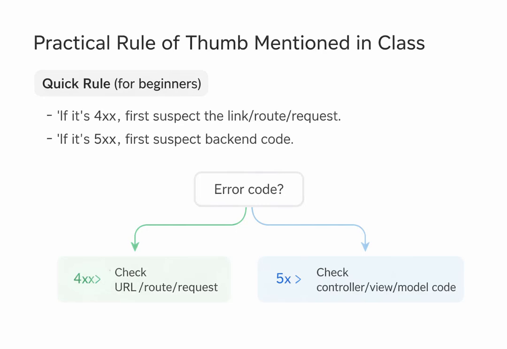The tutor gives a beginner-friendly rule of thumb. When you see a 4XX error, first check the link, route, or request, because it often means the client asked for something invalid or missing. When you see a 5XX error, first check the backend code: controllers, views, models, and the error logs, because the server failed while executing code.